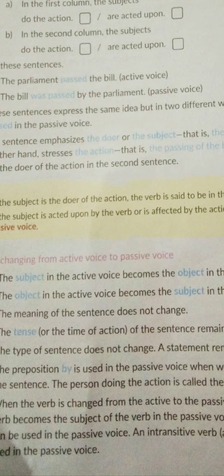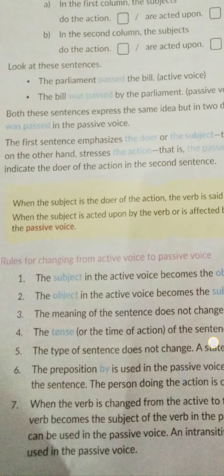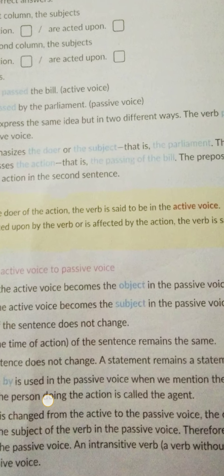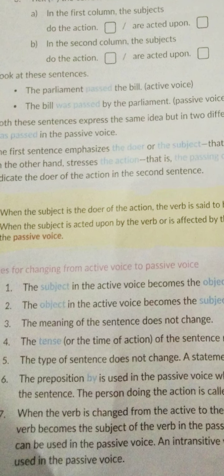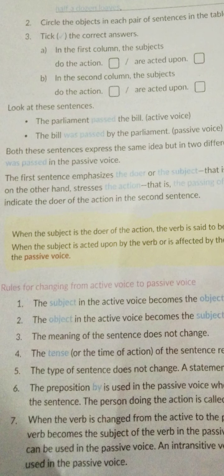And we have learned the rules that the subject in the active voice becomes the object in the passive voice, and the object in the active voice becomes the subject in the passive voice. Tenses remain the same, and the preposition by is used in the passive voice. And generally we use the transitive verb because it consists of an object. We do not use intransitive verbs. And always remember that when we change from active to passive, we should place the object followed by the subject, and vice versa. So that is active and passive voice.